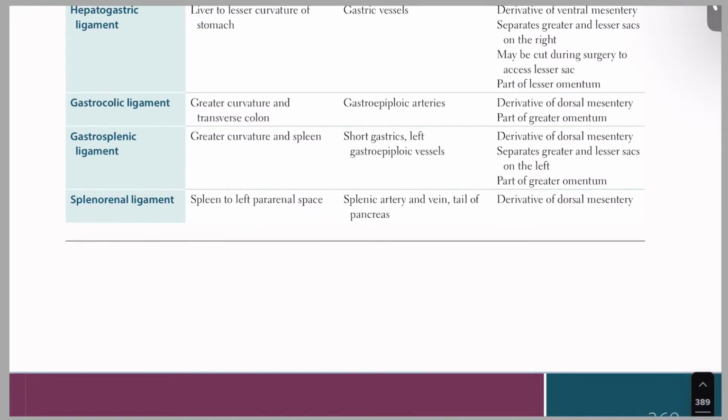Splenorenal ligament: spleen to left pararenal space, splenic artery and vein, tail of pancreas. Derivative of dorsal mesentery. Okay.